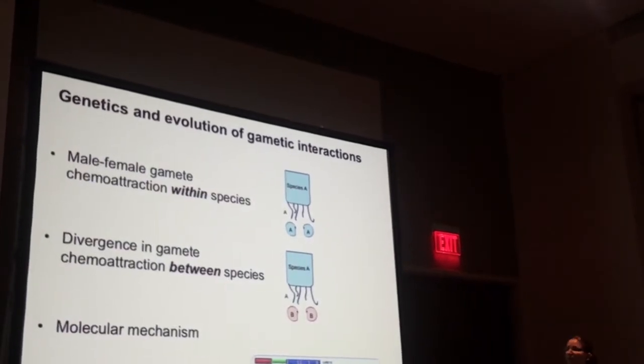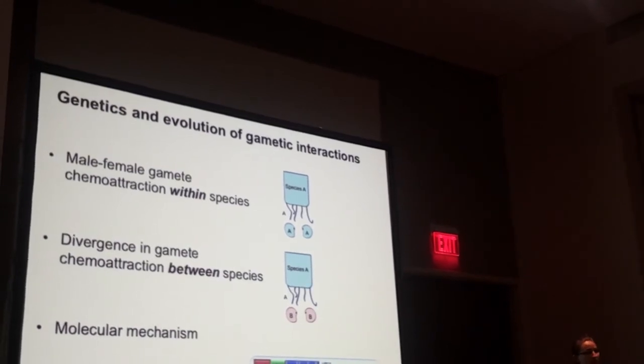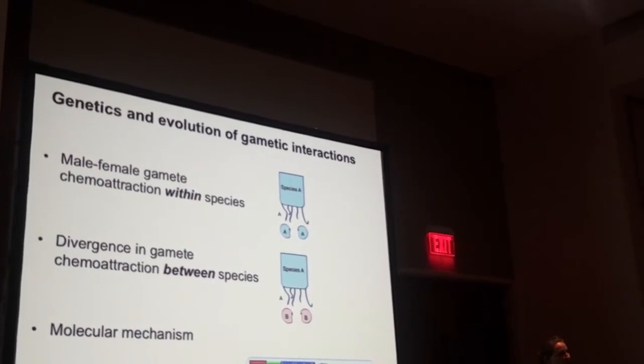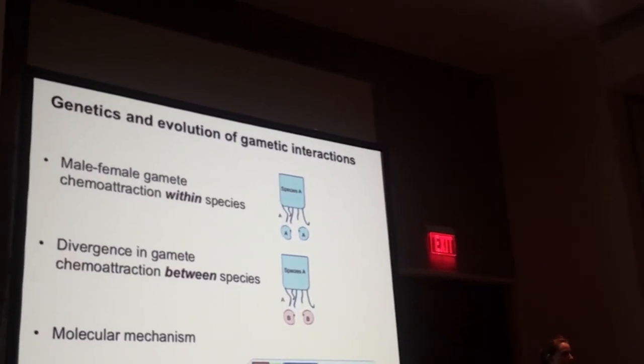So I'm focusing on three main parts. First, describing the male-female gamete chemoattraction within species, then looking at the divergence in the signaling between species, and then a sneak review of the molecular mechanism.